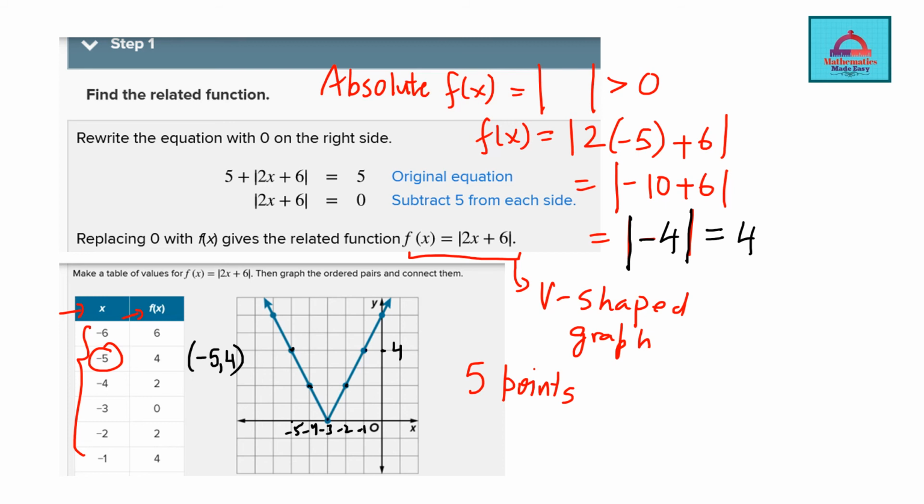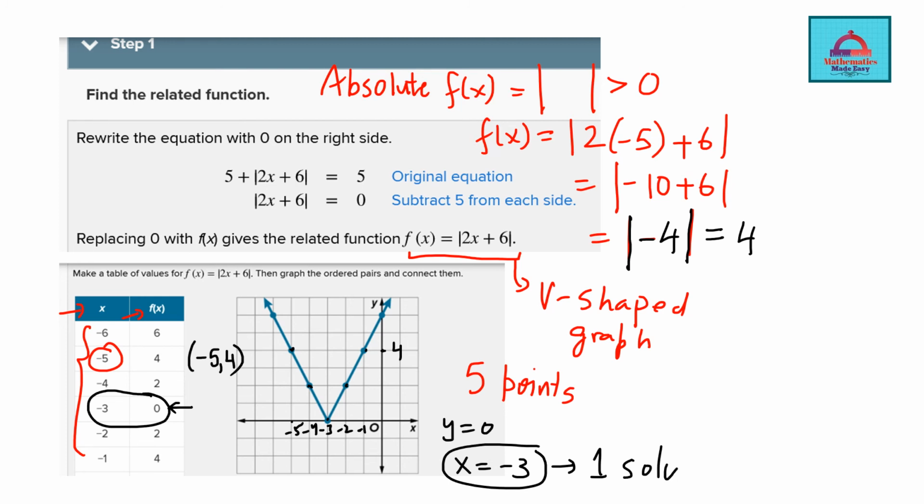So now tell me, what is the solution? Quite easy to identify. How many times is it meeting? So when it meets the x-axis, we are talking about the x-intercept. So y is going to be 0, and that's what you see for this value. So the solution is x equal to -3. And it's just 1 point, so it is going to be one unique solution.